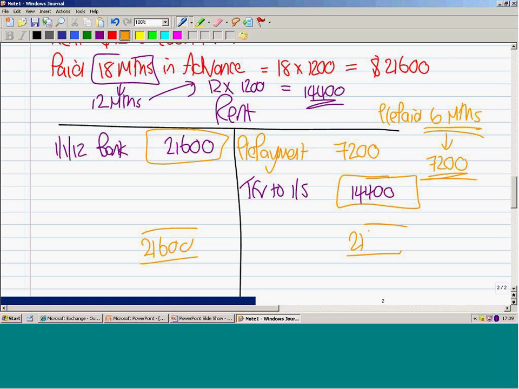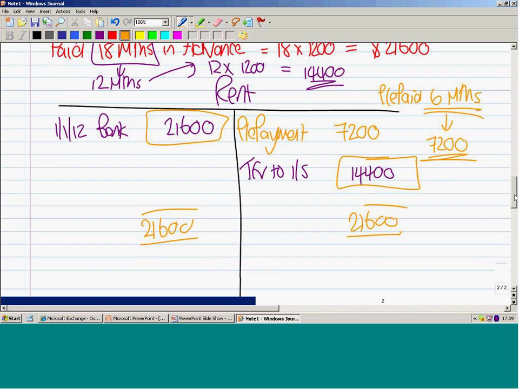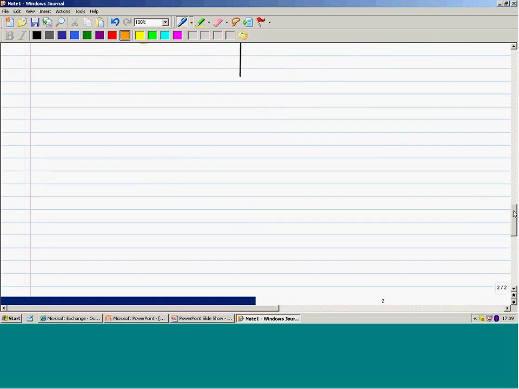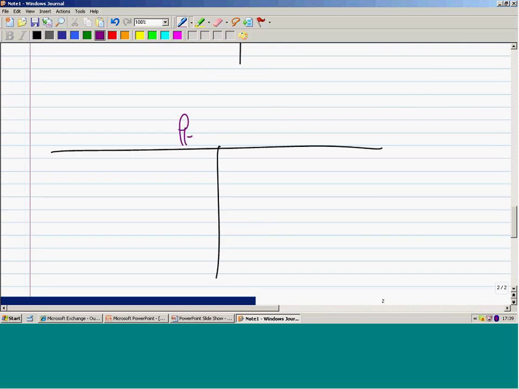In the prepayment account, so just excuse me, I'm just going to draw another T account. We've got a prepayment in the financial position as a current asset, and we say it's going to be the 31st of December 2012. Have a prepayment out there for 7,200.